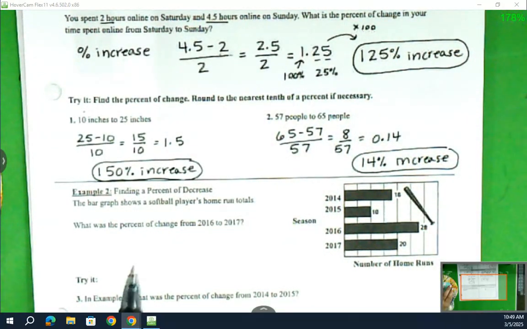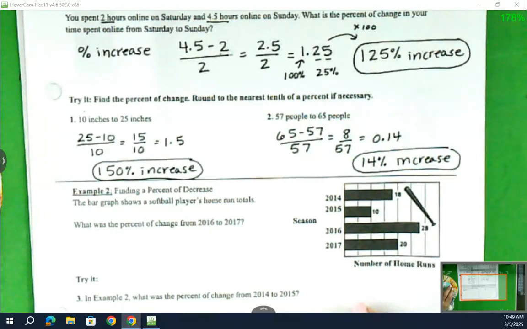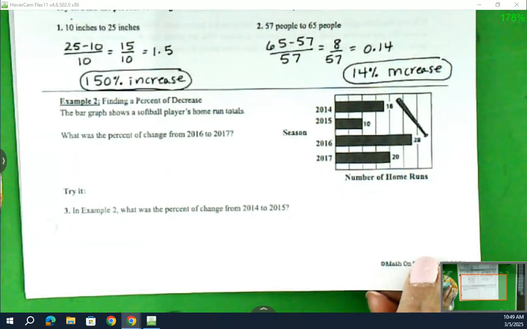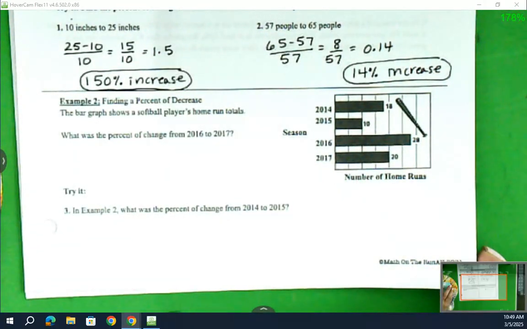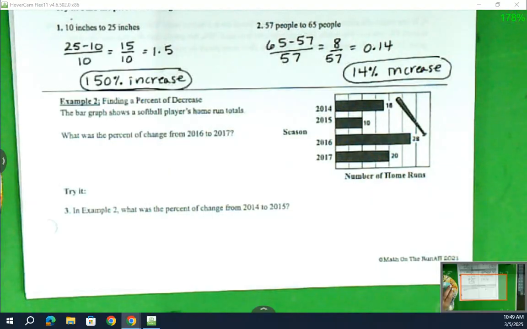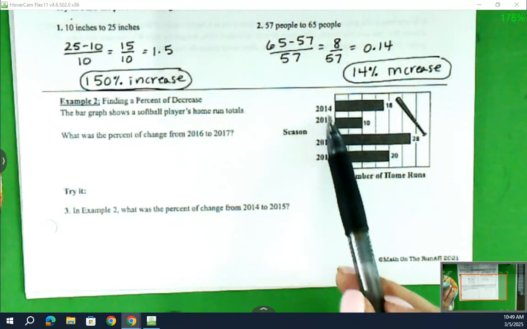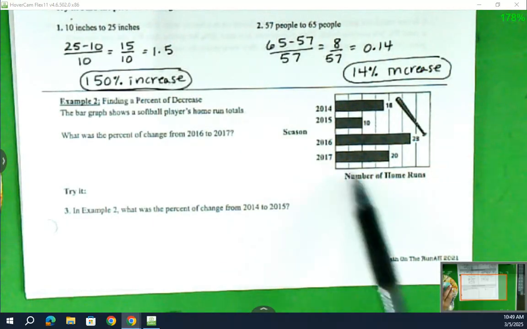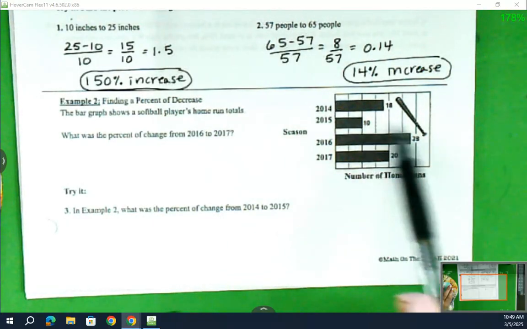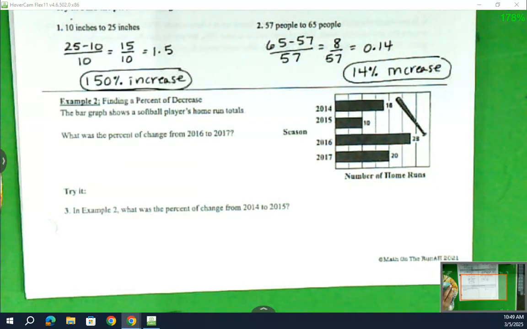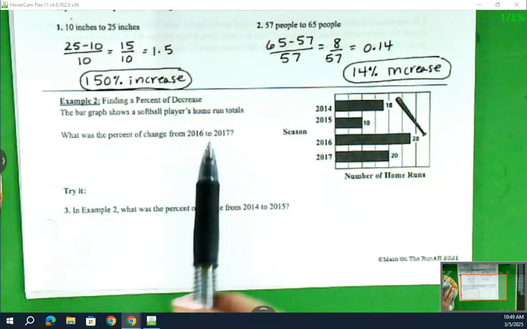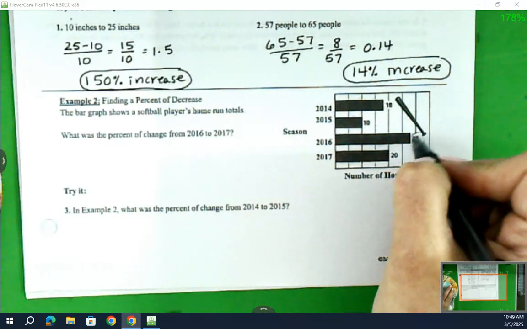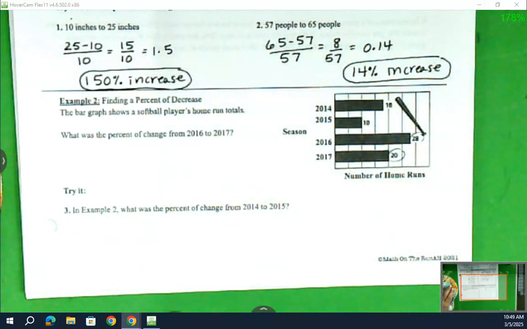Okay, in our next section, we are doing finding a percent of decrease. The bar graph shows a softball player's home run totals. Okay, it looks like here we have the season 2014, 15, 2016, 2017, and along our x-axis, the number of home runs for each of those years. It says, what is the percent of change from 2016 to 17? So we're focusing on 16 to 17 here.